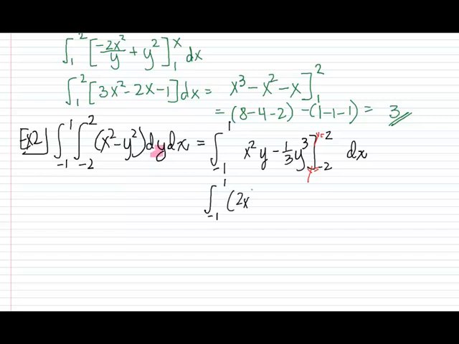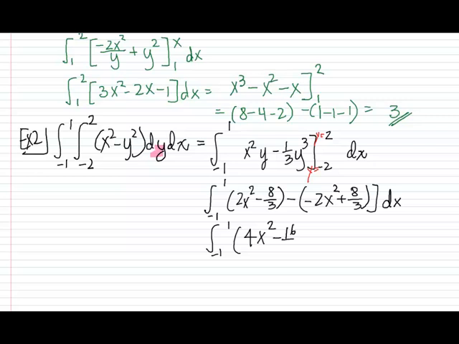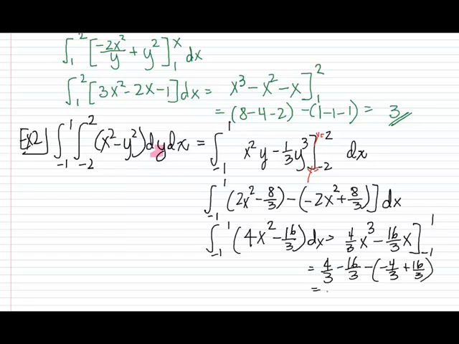So here we'll have 2x squared minus 8 over 3 minus, and now we've got to plug in the negative 2, so we have negative 2x squared plus 8 over 3 dx. So we're still not done integrating. Let's add these things up. We have 4x squared minus 16/3, which is going to be 4/3 x cubed minus 16/3 x from negative 1 to 1. And I know that you guys can all do this part easily. This answer is going to come out to be negative 8.